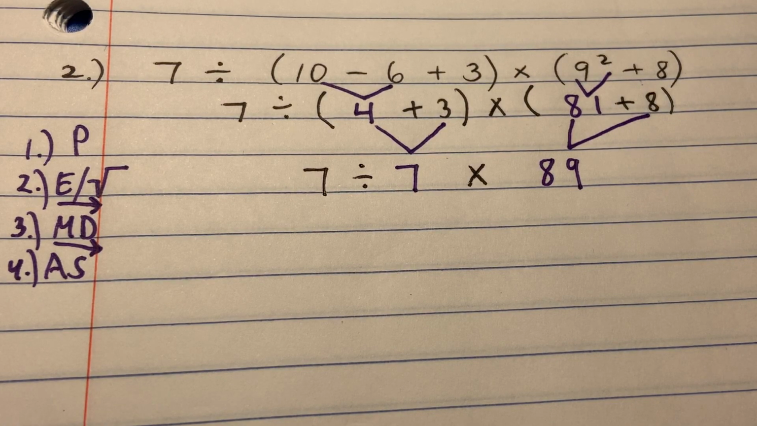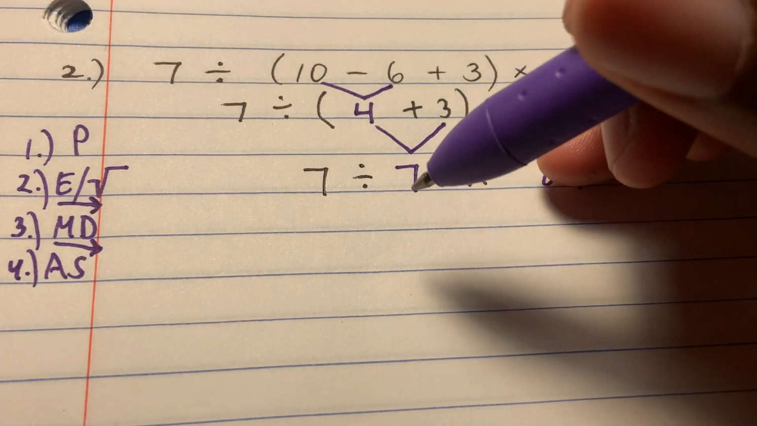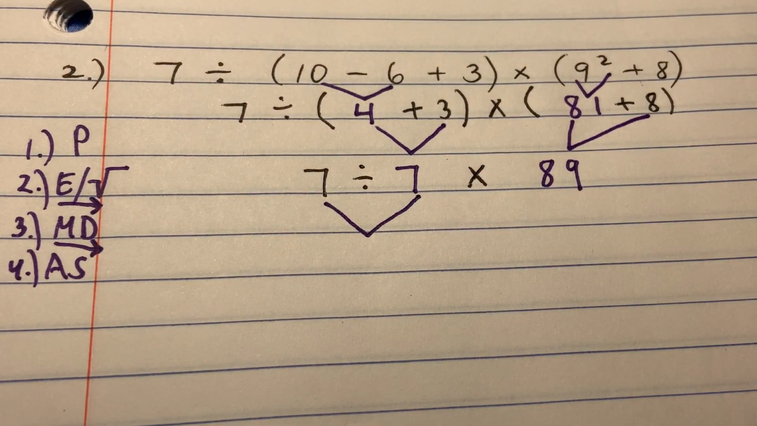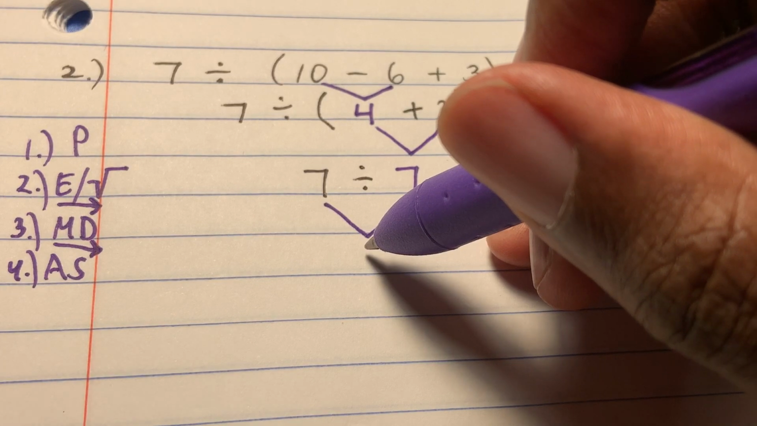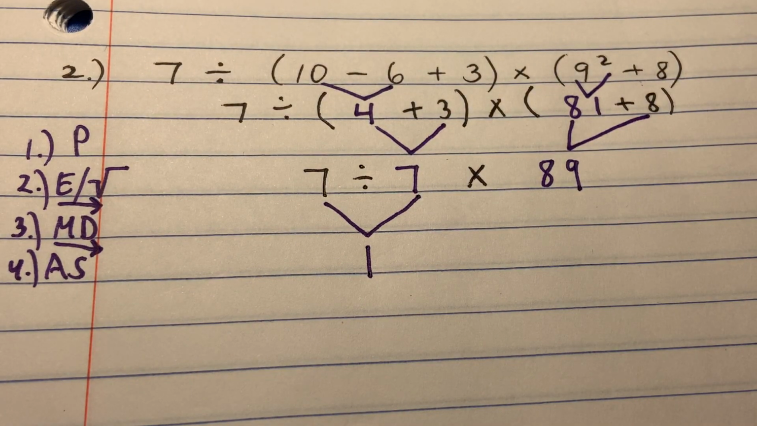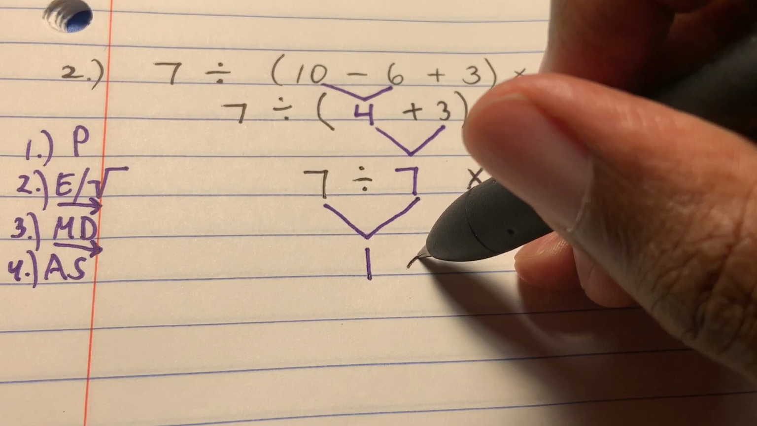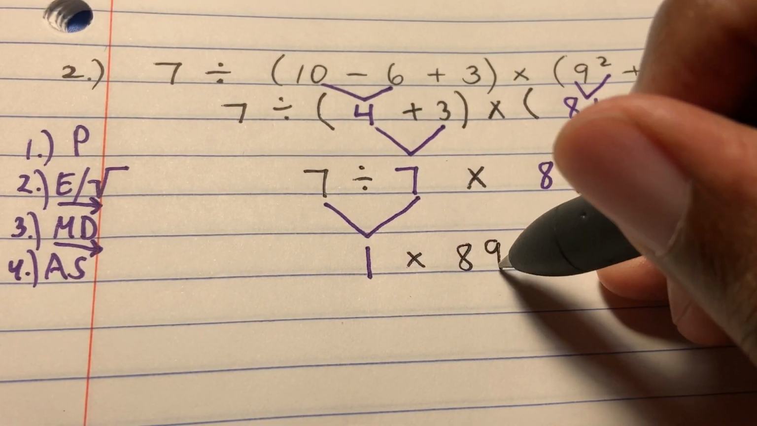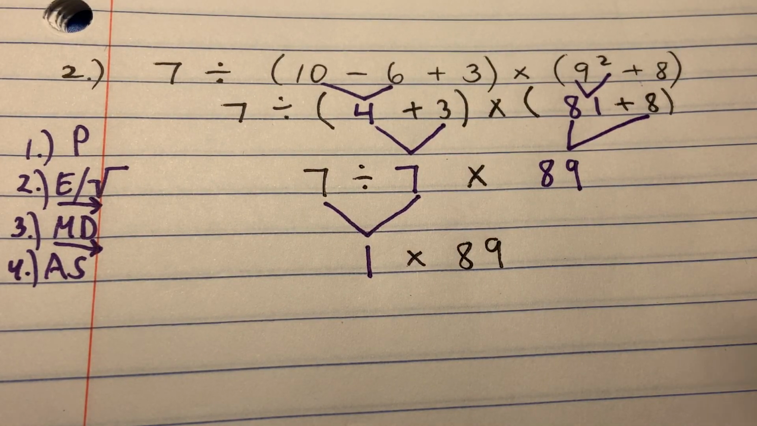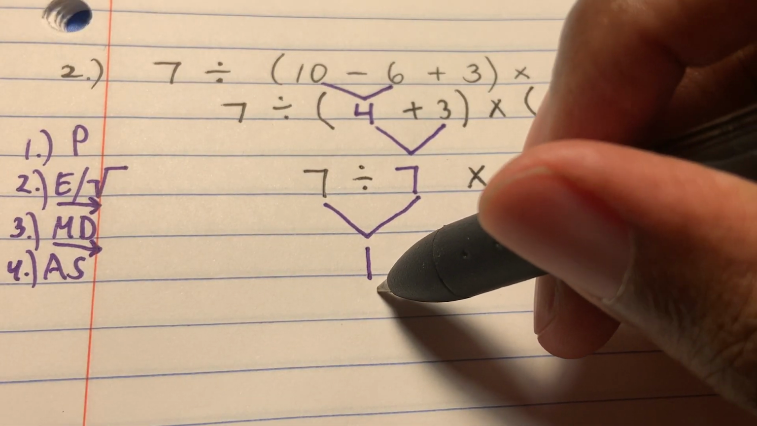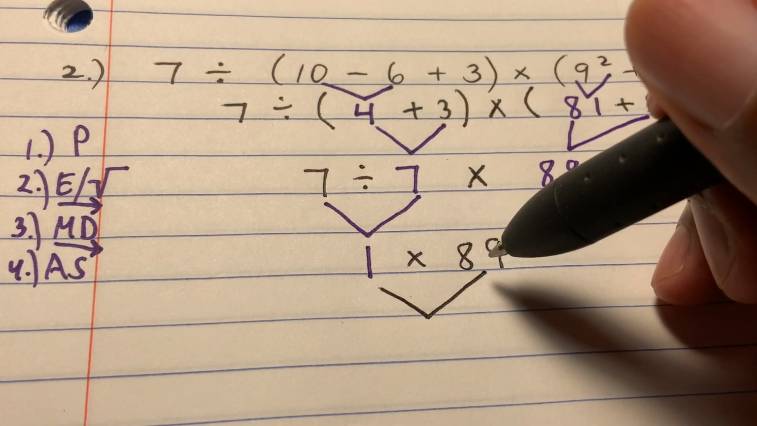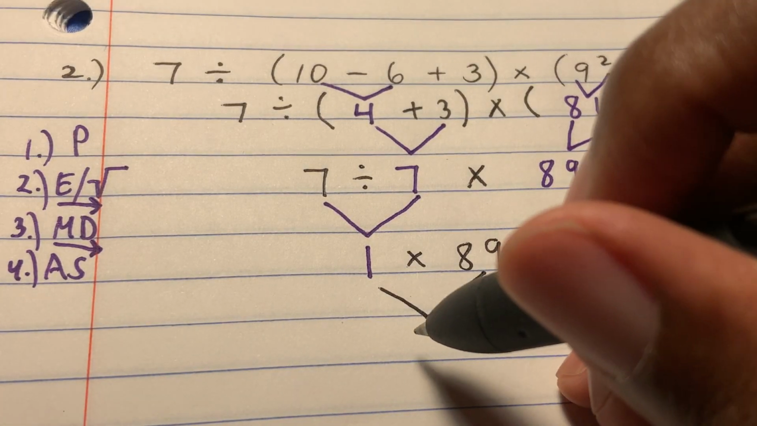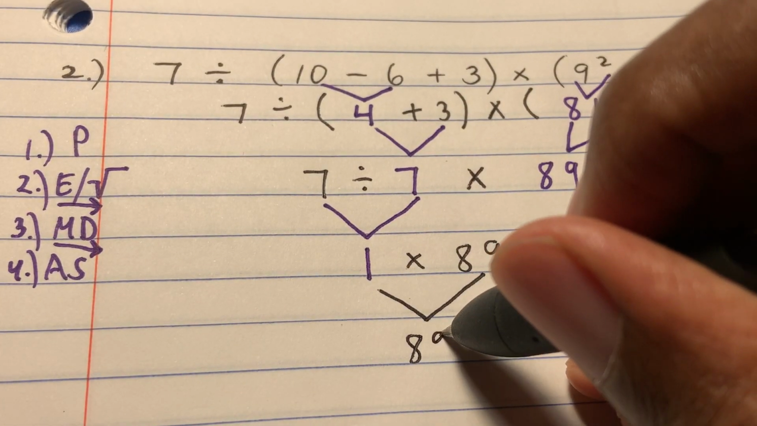Okay, so let's do that. We're going to divide 7 divided by 7 first and get what? Okay, someone just said 1, very good. I'm going to bring down the multiplication symbol. I'm going to bring down the 89. And now someone finish it for me. Okay, someone just said 1 times 89 because 1 times any number is the number itself. So my final answer is 89.